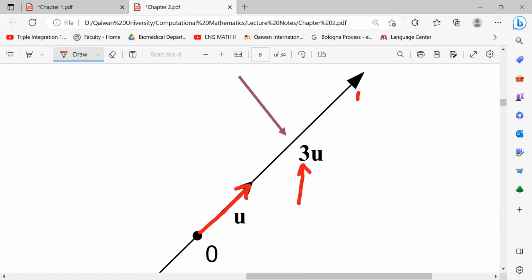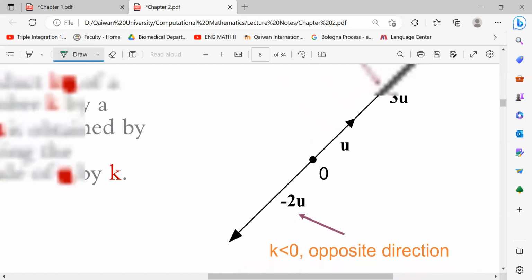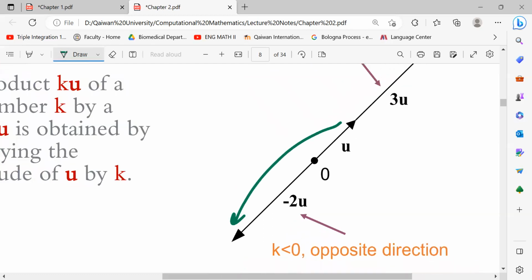So how about a half of U? Look, the scalar is positive, it's a half, but the length becomes a half. This is half of U. Okay, that's it. But if the scalar is negative, it is in the opposite direction, and the length is going to be changed also.